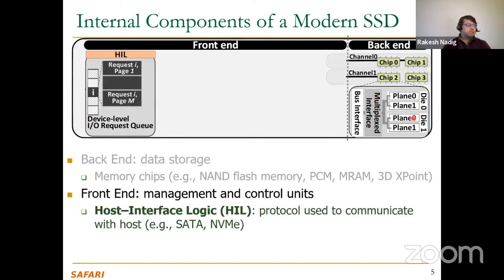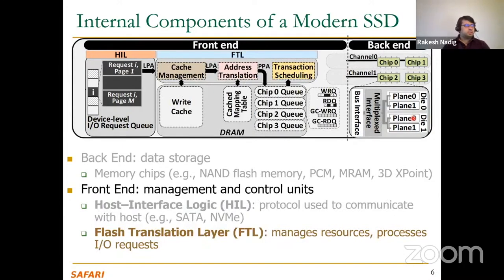Now we look at the front end. The front end has a host interface logic, or the host interface layer, which implements the protocol that is used to communicate with the host. Two popular examples are SATA and NVMe. The host interface layer basically tries to improve the parallelism between the host and the SSD. Then we have the flash translation layer, which performs a bunch of functions and manages the resources of the SSD. It manages the mapping table, which is a very critical part of the SSD. It also manages some of the queues and the buffers in the SSD for high performance. These are the responsibilities of the flash translation layer. It also performs critical functions like garbage collection and wear leveling.